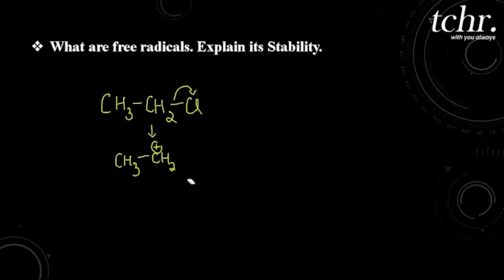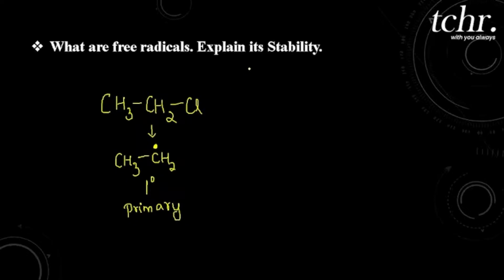Just a minute, see here what happens. Symmetrical cleavage, so you get one single electron on the chlorine and one electron on the CH2 group. So the CH2 group, which is carrying one unpaired electron, is further attached to how many alkyl groups? One. So students, this is called a primary free radical.